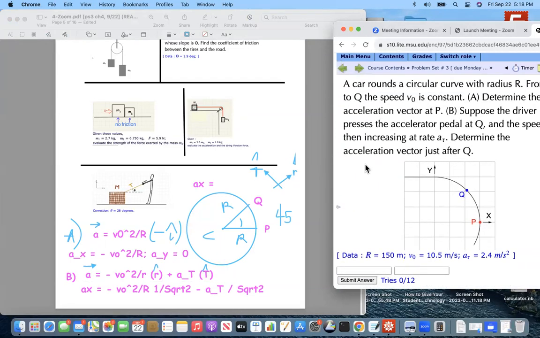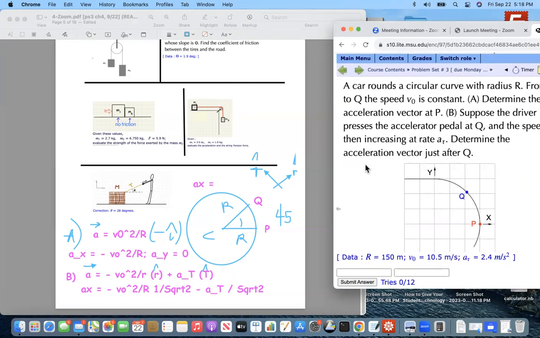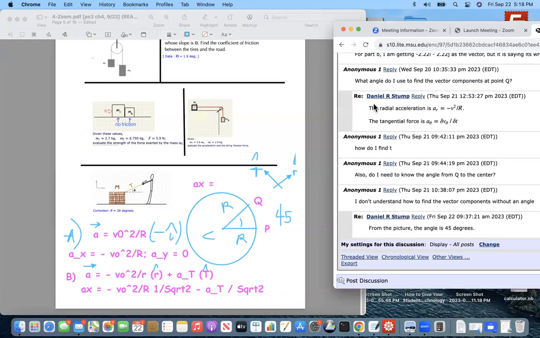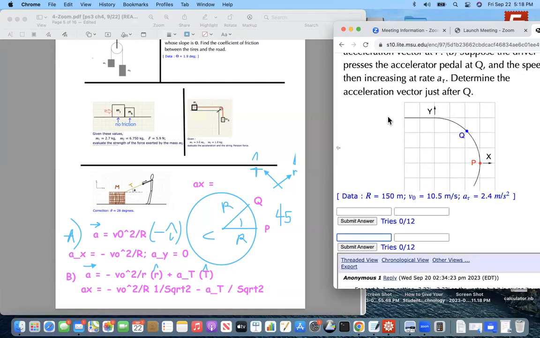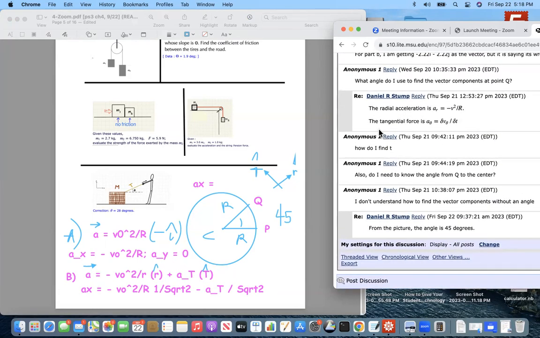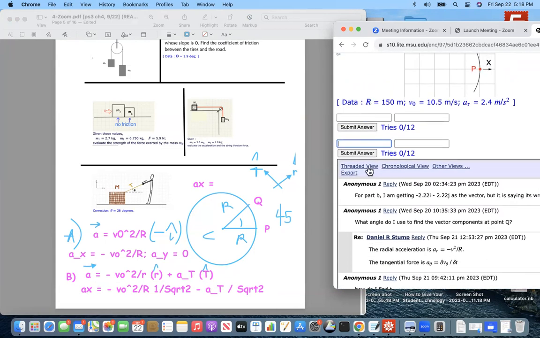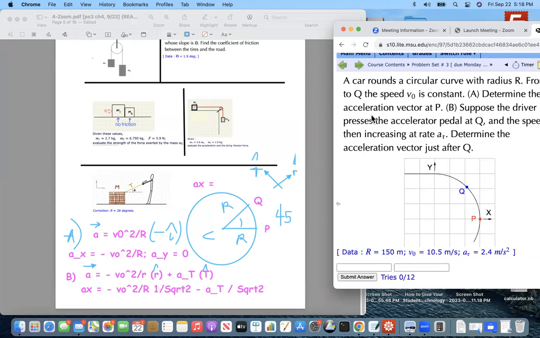I don't know if this is a problem in the book. There seem to be a lot of questions about the problem. Well, not so many, but there are a few questions on the discussion board, so you can read the questions and answers on the discussion board. That may help you.